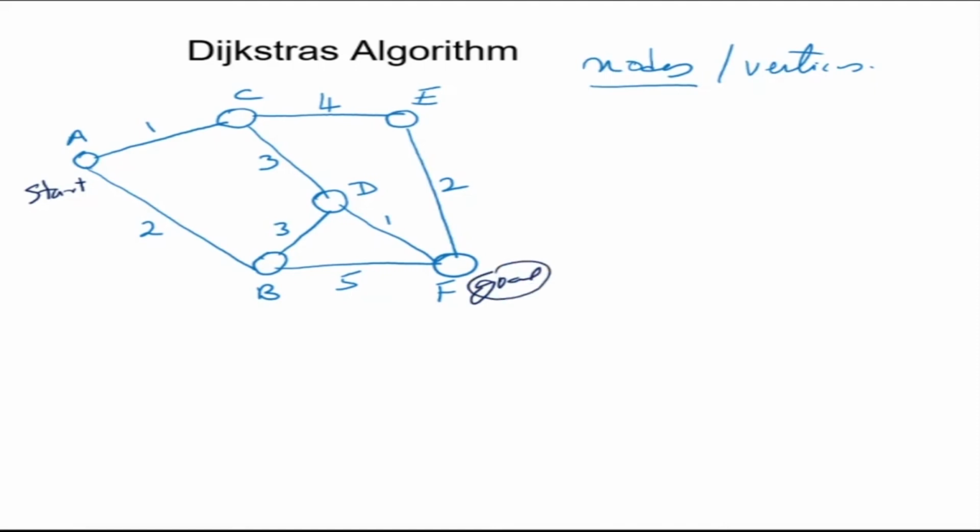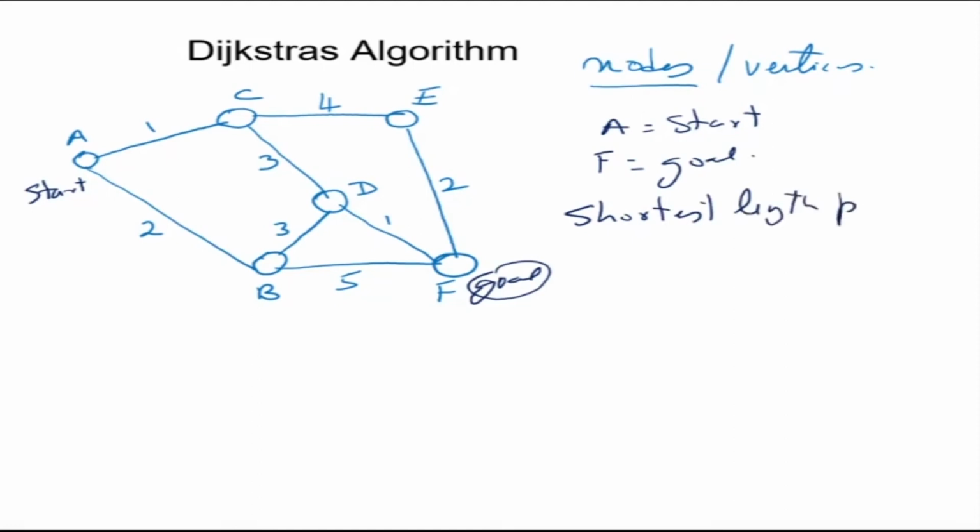Let us write it down. A is start and F is goal. Now I need to find the shortest length path. This is a very simple graph. There are just 3 or 4 branches going out, but it can be very complex with a lot of nodes, vertices and edges. So you can have a very large number of paths where searching is not very easy. Here you can more or less make out which one is the fastest one.